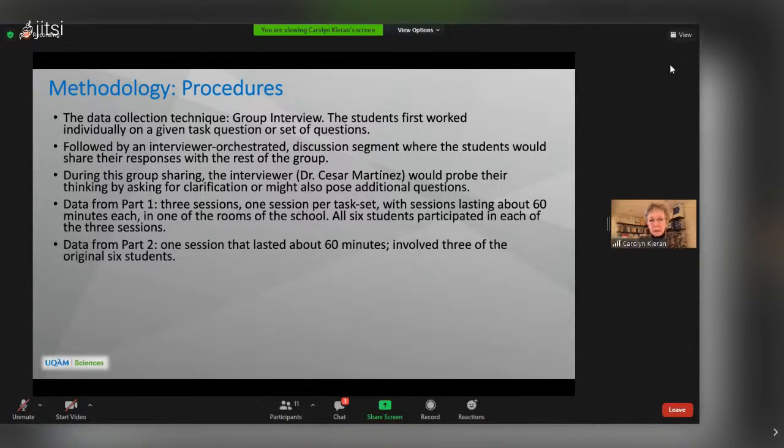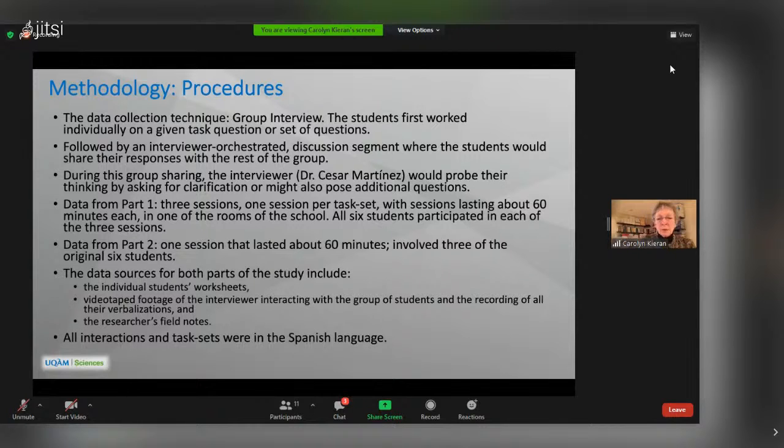The data from part 1 was based on 3 sessions, 1 session per task set, with sessions lasting about 60 minutes each in one of the rooms of the school. All 6 students participated in each of the 3 sessions. The data from part 2, based on 1 session that lasted about 60 minutes and involved 3 of the 6 original students. The 3 who were probably the most vocal and who had the most to contribute during part 1.